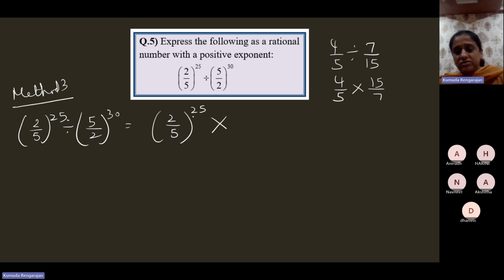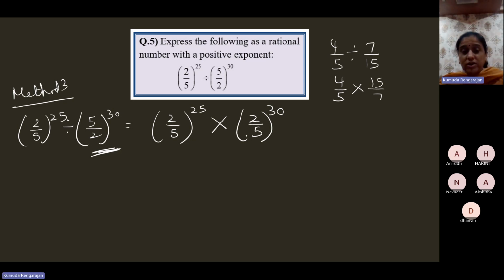Write the first term as it is. Change the division to multiplication. Then you have to write the reciprocal of this one. Now you have to make a right choice. When you write the reciprocal of this, you should make the right choice. What you do, you want the base to be 2 by 5. So you write 5 by 2 as 2 by 5. So write the power as it is.